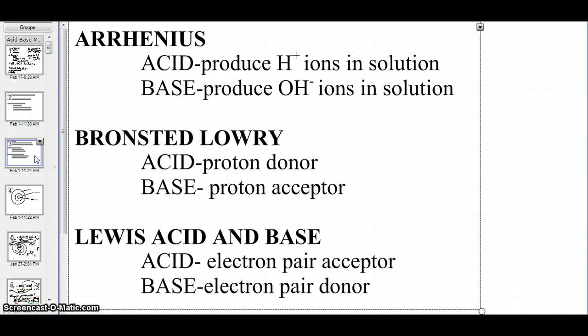And so does a proton have any electrons at all? The answer is no. And so that's why Lewis would define it as having the ability to accept a pair of electrons. So a proton donor and an electron pair acceptor go hand in hand. Likewise, a proton acceptor and electron pair donor also go hand in hand. So there's no conflict there.